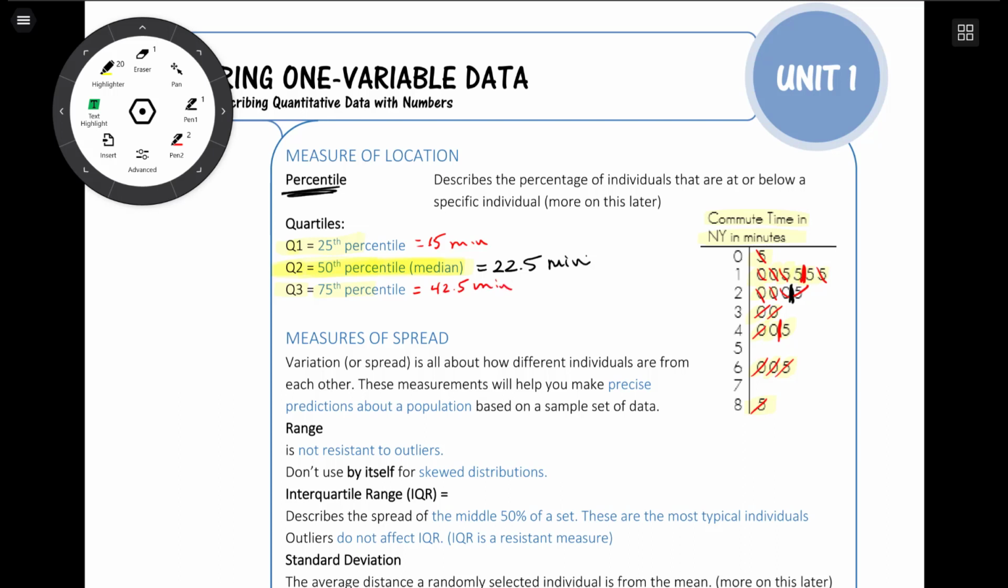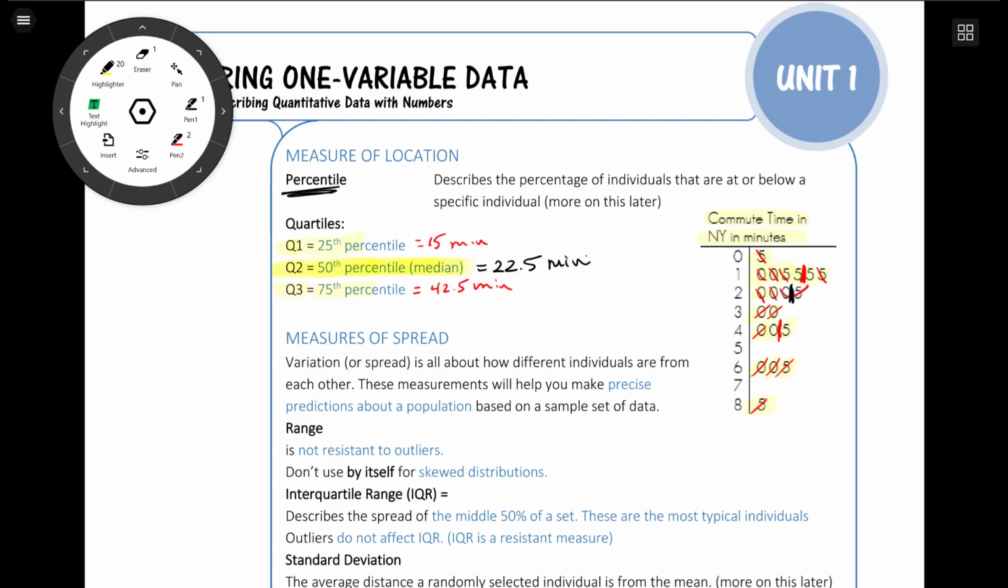Now, why are these quartiles so important to our measures of spread? Well, what we are looking at is how each individual relates to each other, okay? Measures of spread are measures that will help you make precise predictions about a population. The smaller your measurement of spread, the more consistent your predictions will be about a population. If you have a very large spread, then you're going to be making widely varying predictions about a population just based on some sampled data.